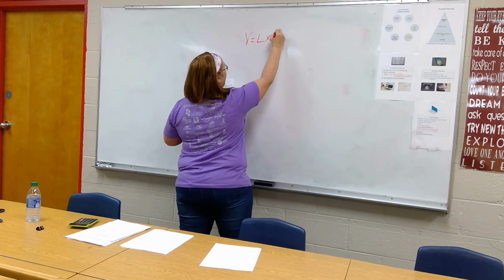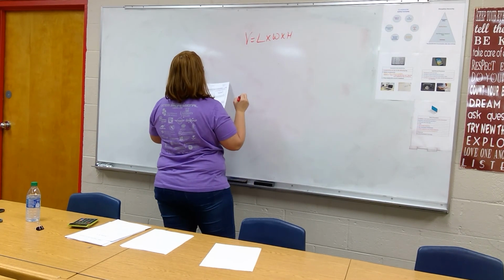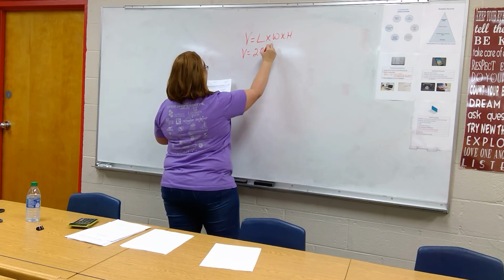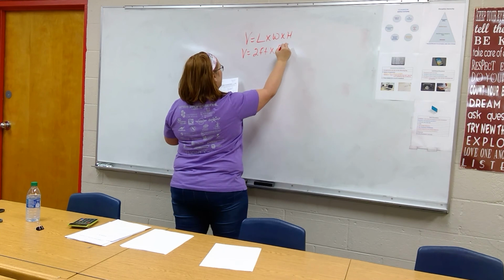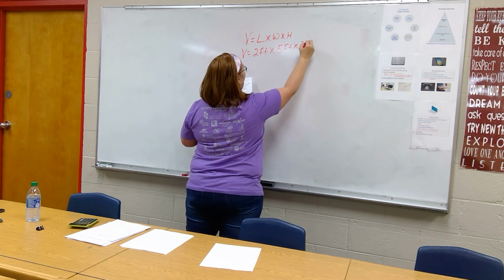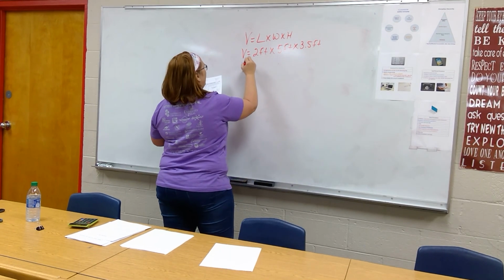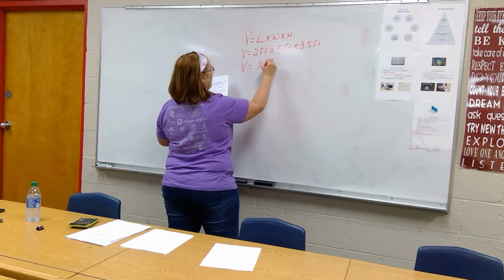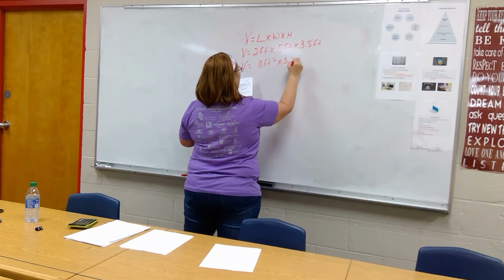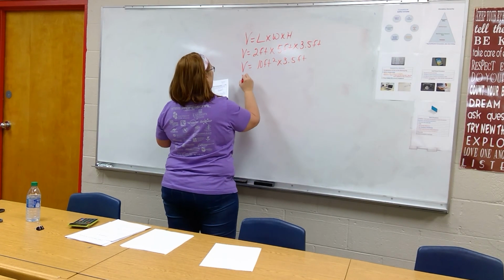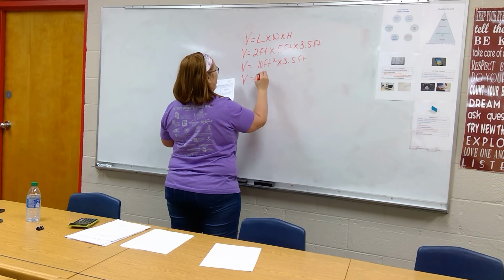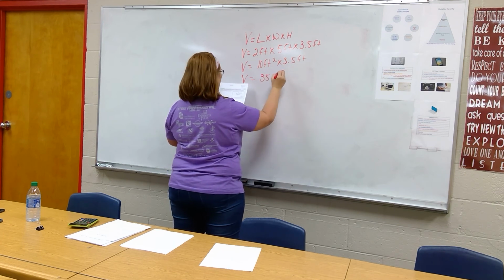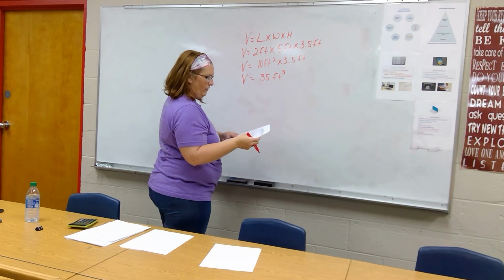Volume equals length times width times height. It says Madison's building a toy box that measures 2 feet by 5 feet by 3.5 feet. Volume equals 2 feet times 5 feet, that gives you 10 feet squared, times 3.5 feet. Volume equals 10 times 3.5 is 35 feet, and it's going to be cubed. You're going to do the same thing for 7.